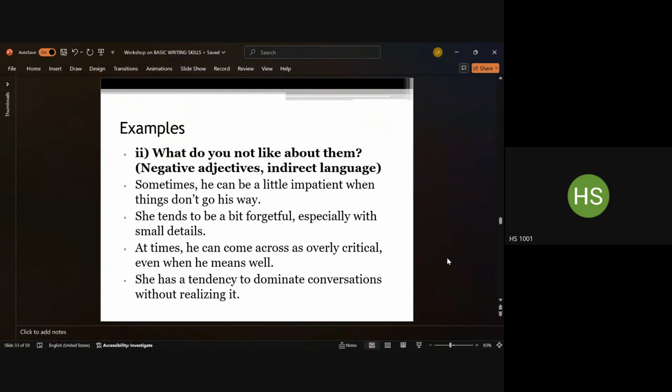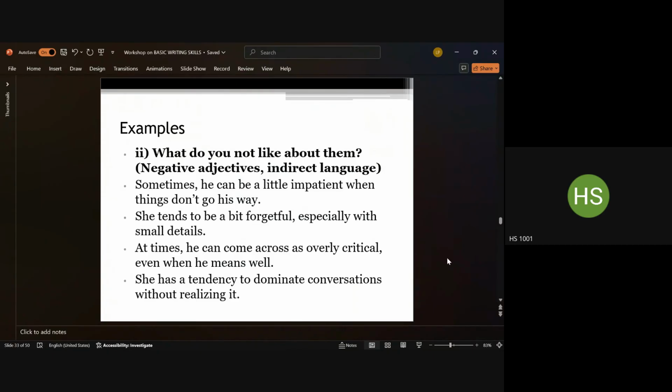Now, negative adjectives example. Now, when you're using negative adjectives, remember, particularly if you're writing for formal spaces, even if you want to write something negative, right, you need to make sure that you're writing it using indirect language and that you're not being very direct about what you want to say. So these are examples of how you use negative adjectives using indirect language. So watch it a little carefully.